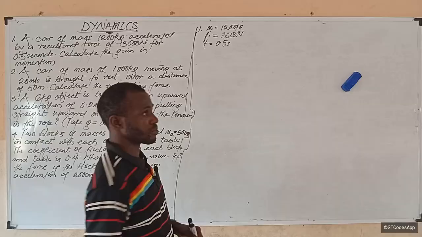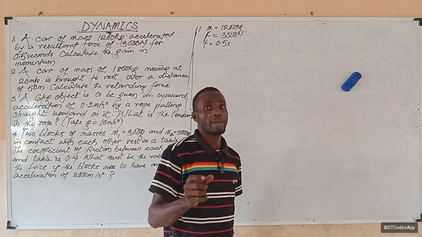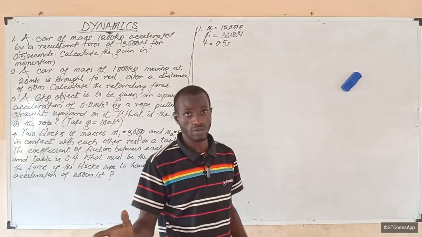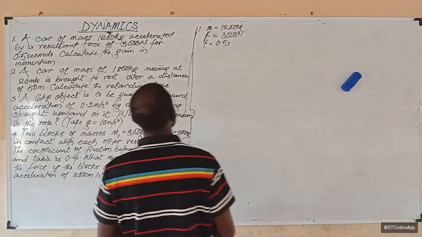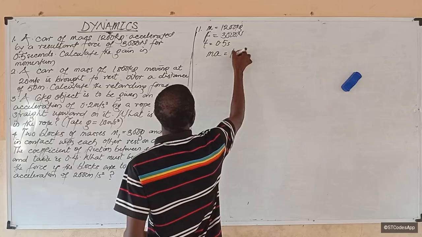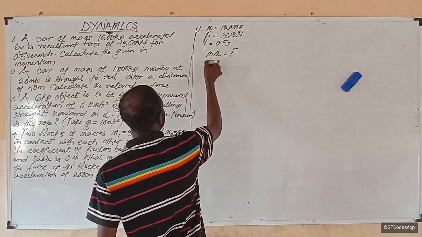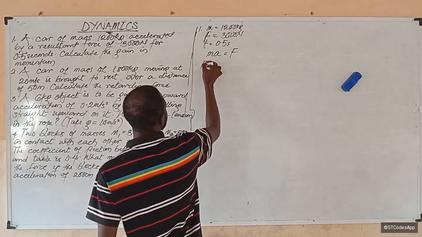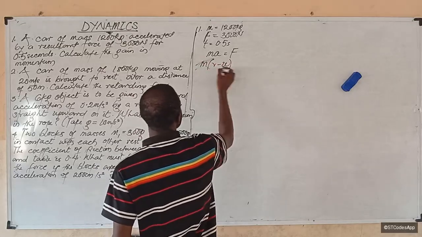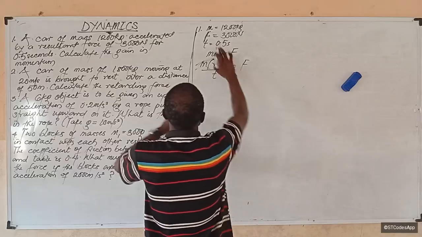Calculate the gain in momentum. We have to know the initial momentum and the final momentum, okay? So basically, you know that mass times acceleration is equal to force, right? And so we can also write it as mass times (v minus u) over t is equal to the force. Is that clear? So this is the same expression.